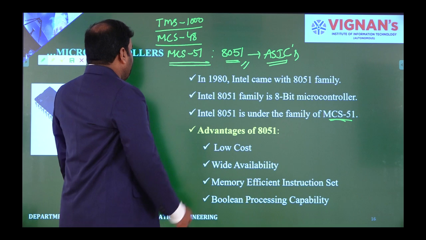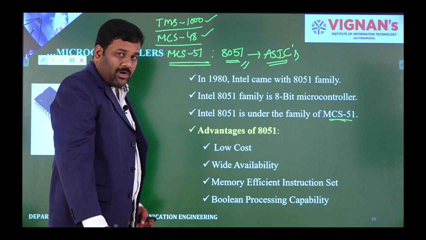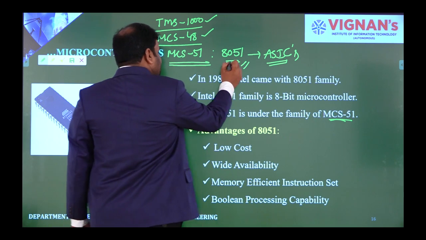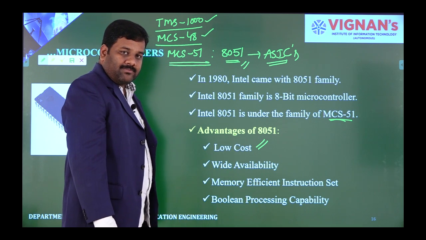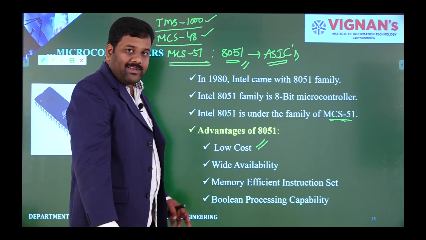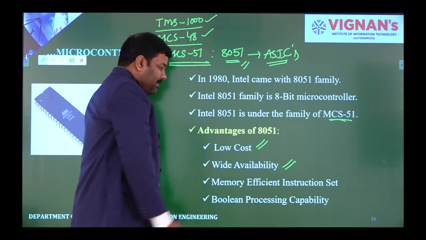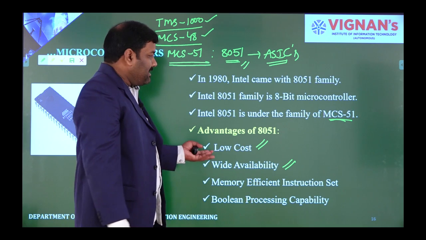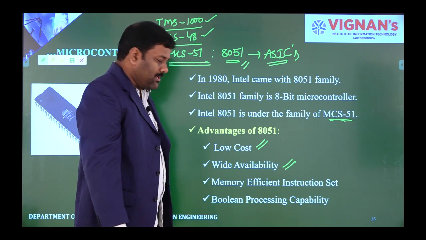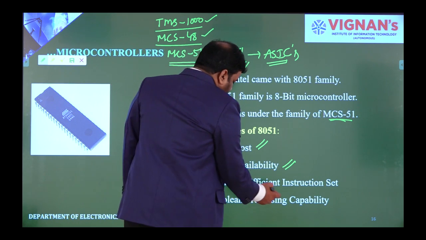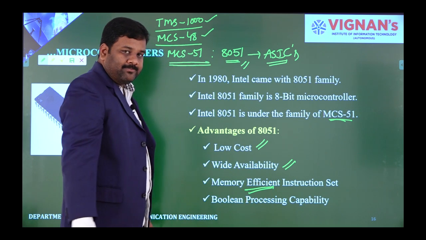So why would TMS 1000 and MCS 48 not support everything? What are the advantages that we have for the 8051? The first one is very low price. That's the first criterion in terms of hardware. Next is wide availability, meaning the 8051 can be found in any small electronic gadget shop. And the most important thing is the memory efficient instruction set.